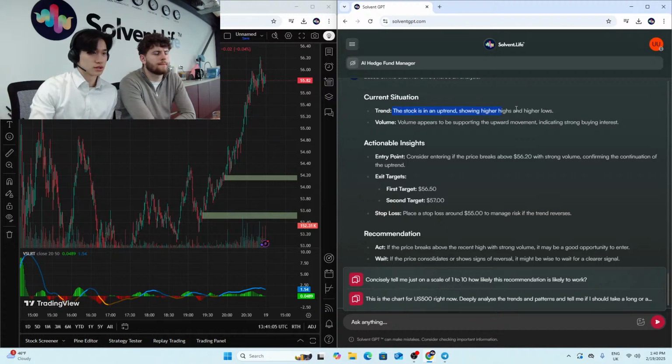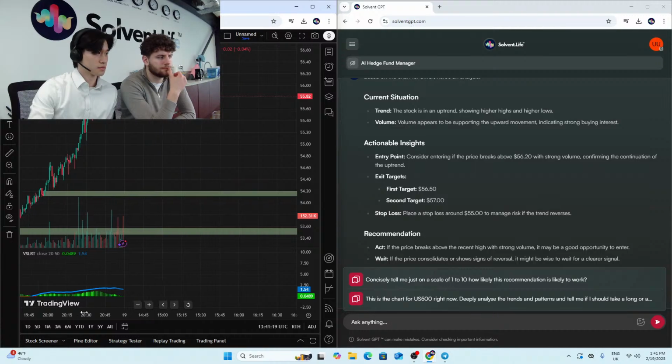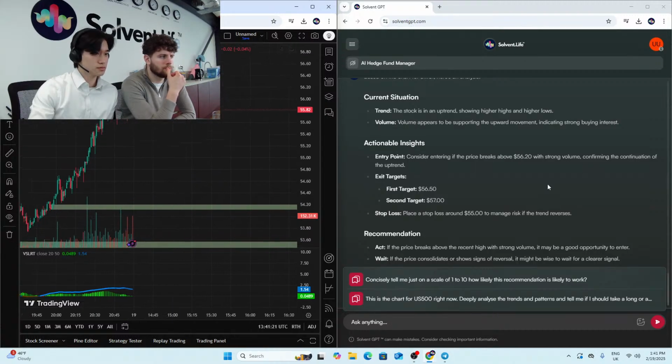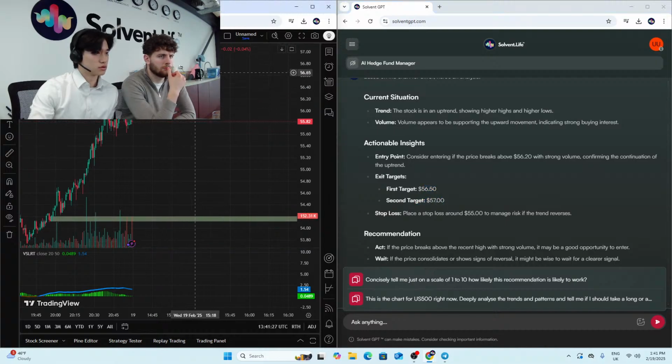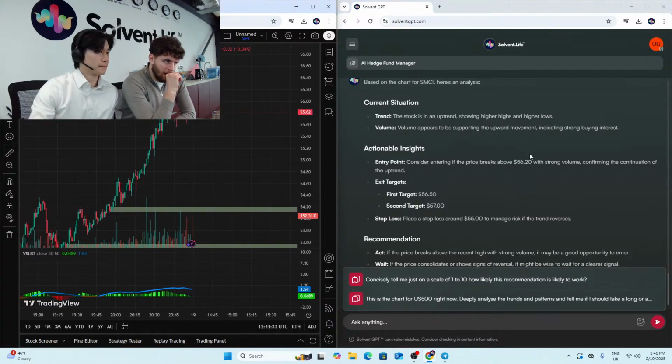So it says it's in an uptrend. Consider entering if the price breaks above 56.20. So here we are, 56.20 with strong volume, confirming the continuation of the uptrend. 56.50, 57. Okay. So that looks like quite some time away.